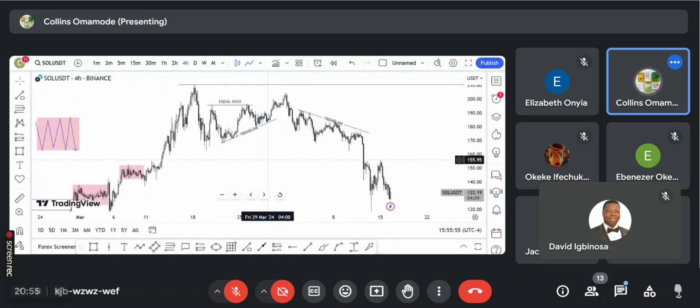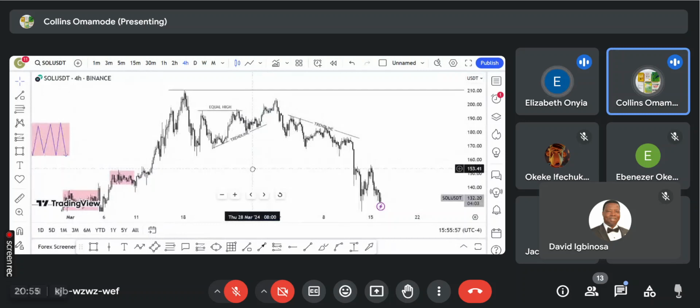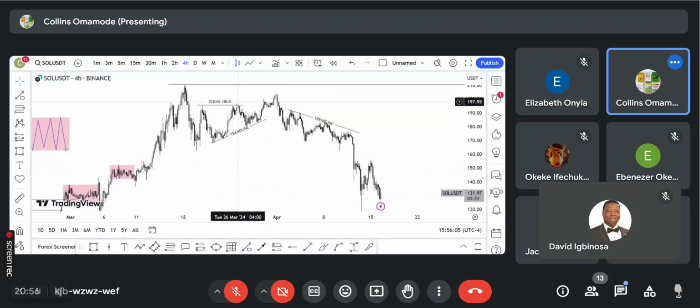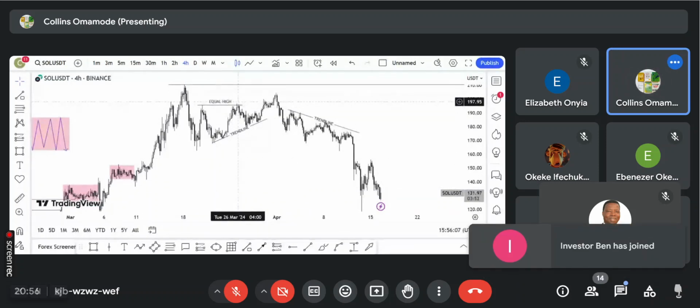Do you see it? Price acted as if it was going down. Then what did the price do? Price just came and took out that equal highs, right?